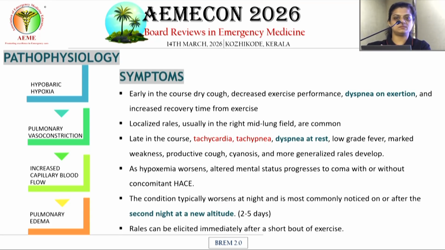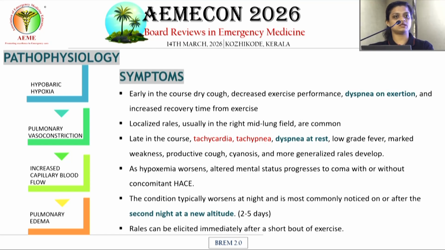So what are the symptoms? Initial symptoms will be similar to an LRTI. You will be having dry cough, decreased exercise performance. So dyspnea will be initially on exertion. So the classical history will be that at the site, the patient will be having dyspnea on exertion, which progresses to dyspnea at rest rapidly. If you have this classical history, then you can label that probably this patient is having high altitude pulmonary edema. So later in the course, other findings like tachycardia, tachypnea, dyspnea at rest, all these things can ensue.